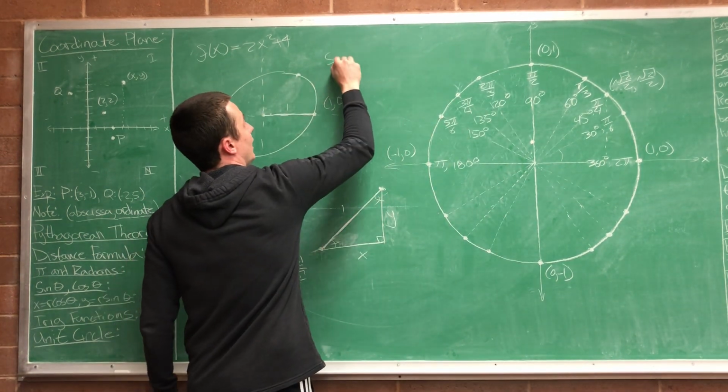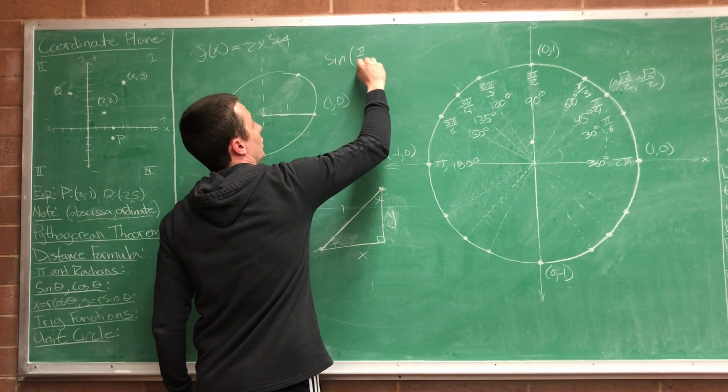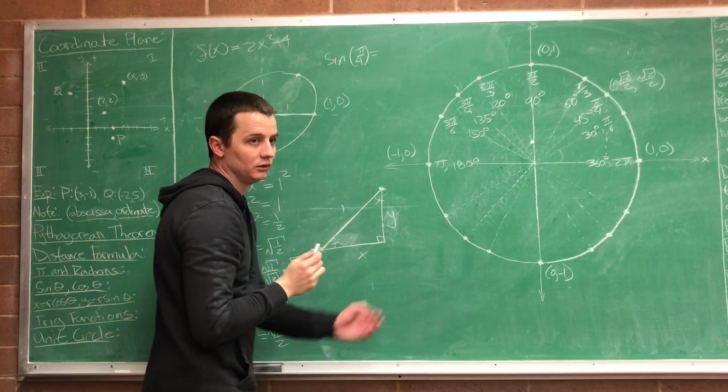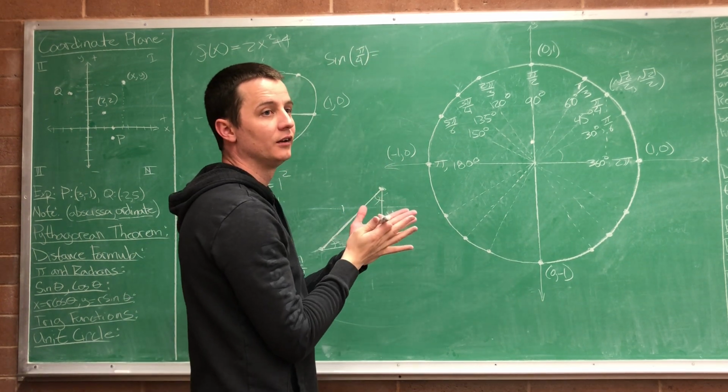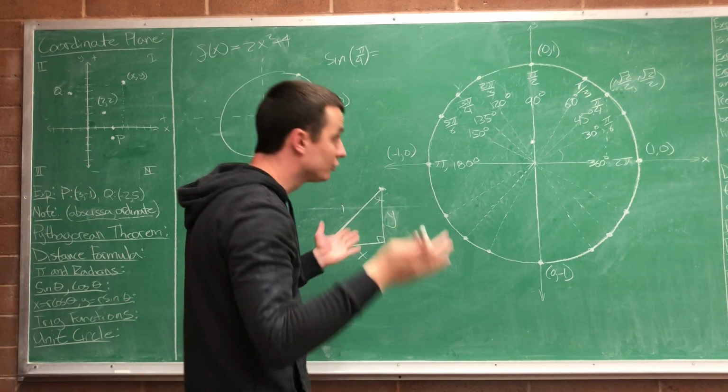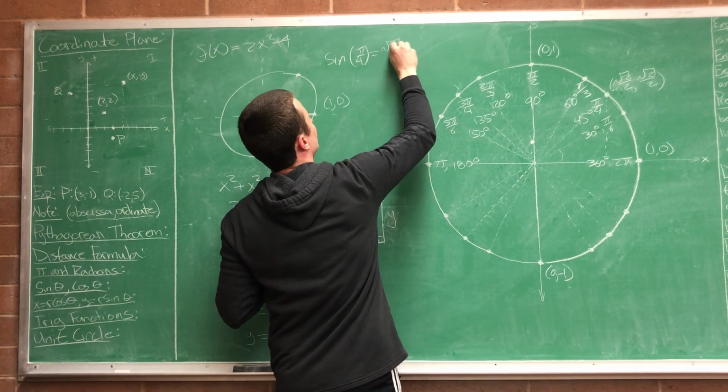Similarly, if you were to take sine of pi fourths, what would you get? Square root of 2 over 2.